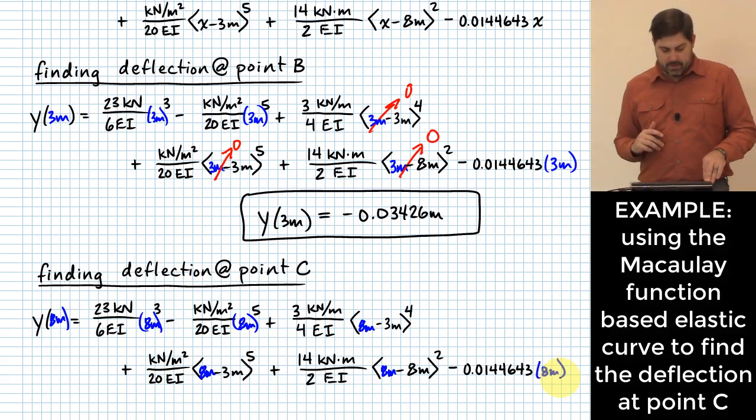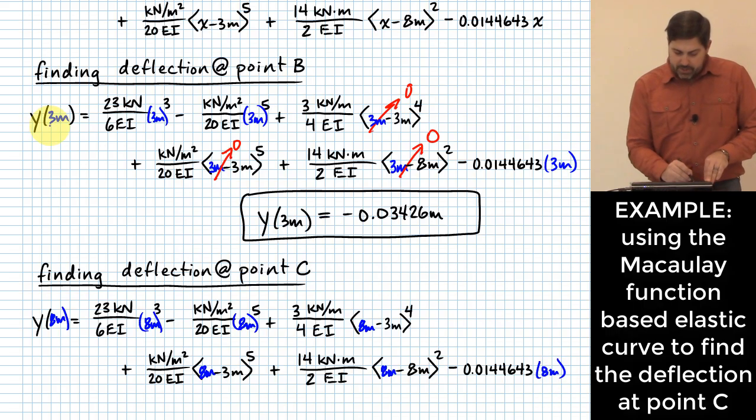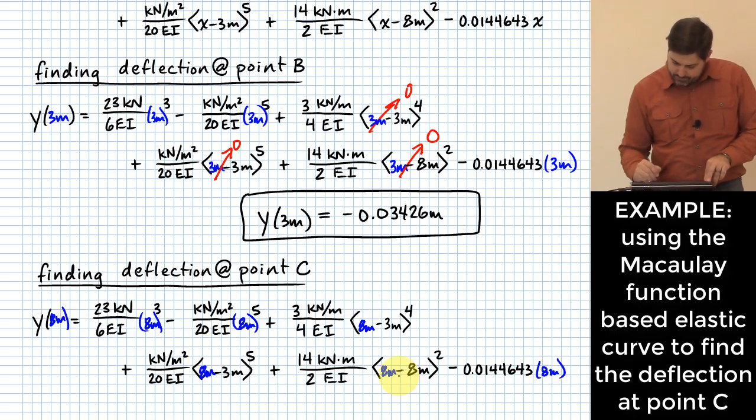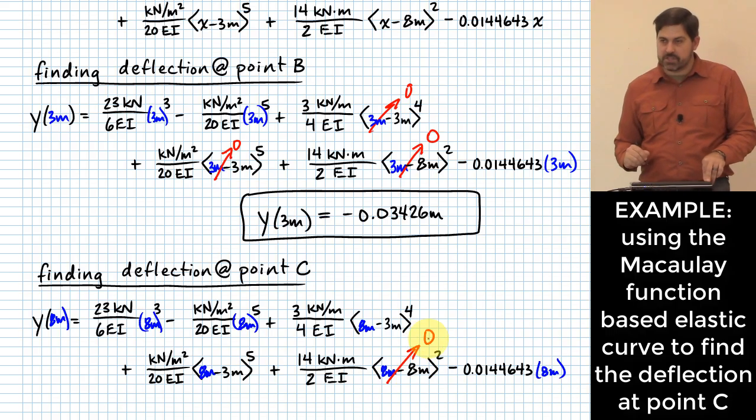Now notice in my first case where I did my 3 meters, I had these two terms. The 3 meters minus 3 meters gave me 0 meters. But on this one, 8 meters minus 3 meters, that's not 0. So these terms do not become 0 when we're evaluating it at 8 meters, or at point C. What about this term right here? Because it's 8 meters minus 8 meters, this one's still 0.